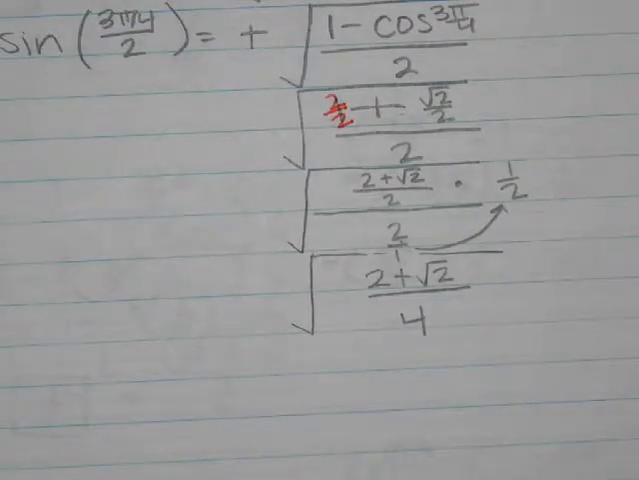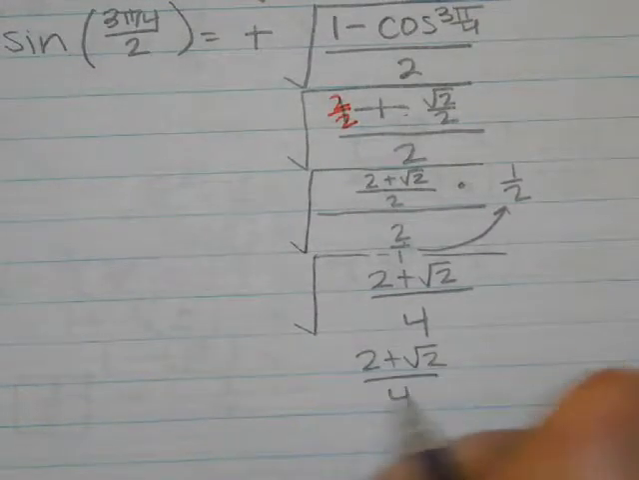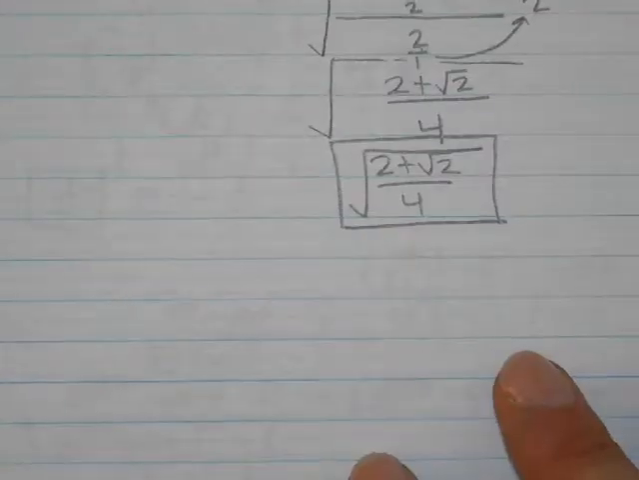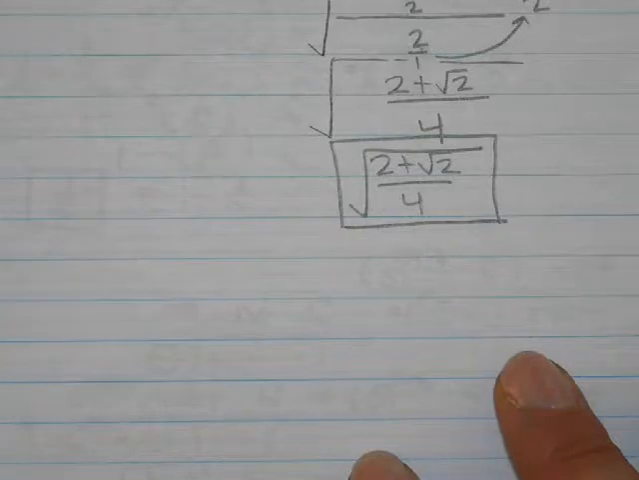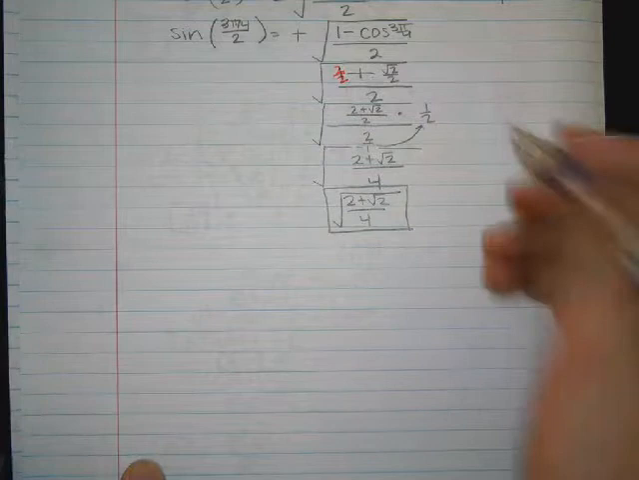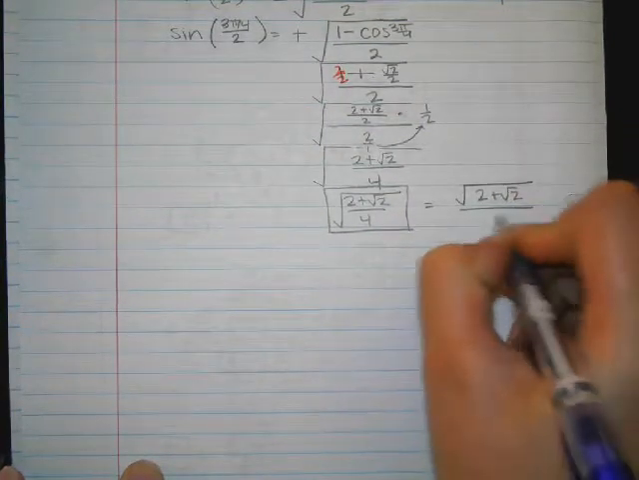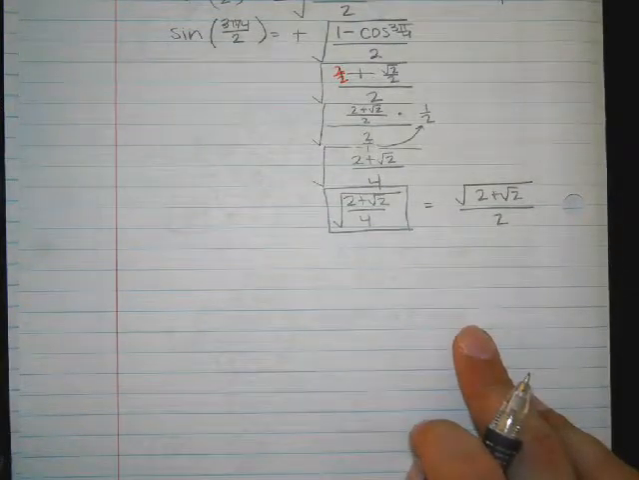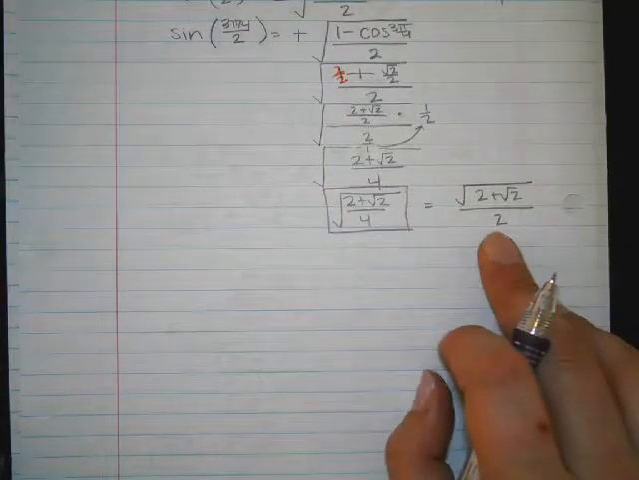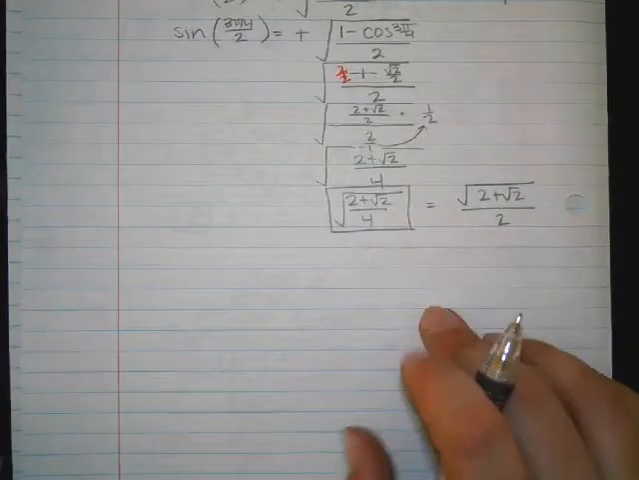That's it. I'm going to let you guys leave it like that. 2 plus square root 2 over 4, all underneath a square root sign. It looks terrible, but it's right. Okay? It would have been written as square root of 2 plus square root 2 over 2, because you take the square root and you write it only over the top and only over the bottom. It's only one extra step. If you guys want to take it to that and write it that way, that's fine. But I'm okay with you leaving it underneath the square root.